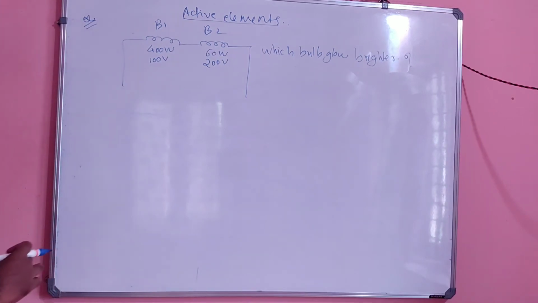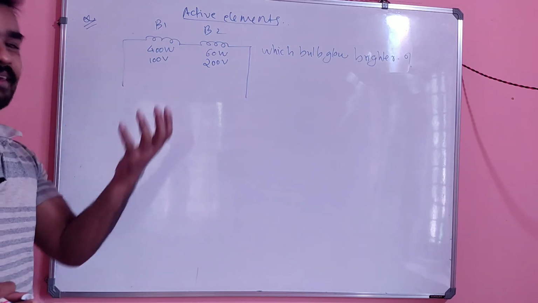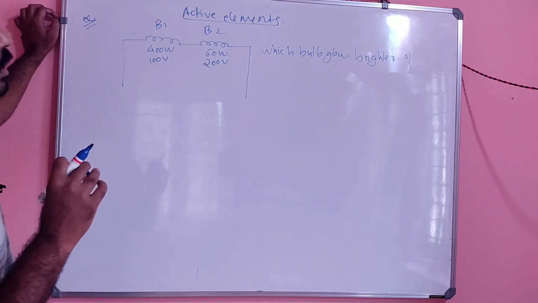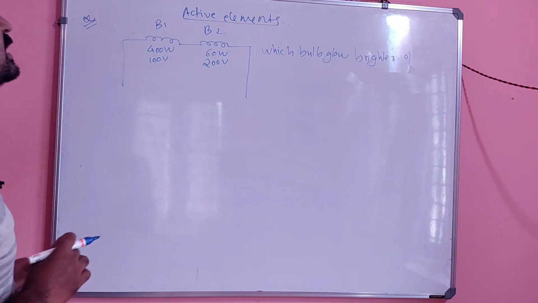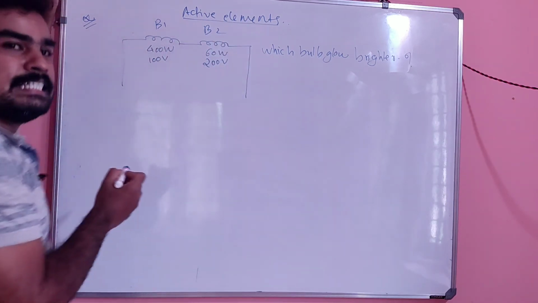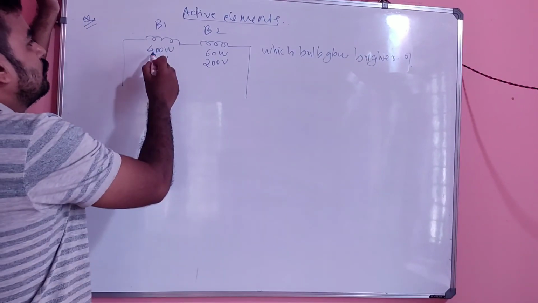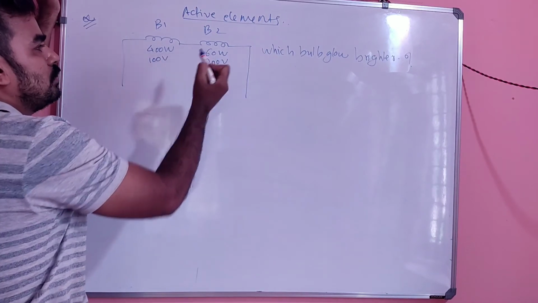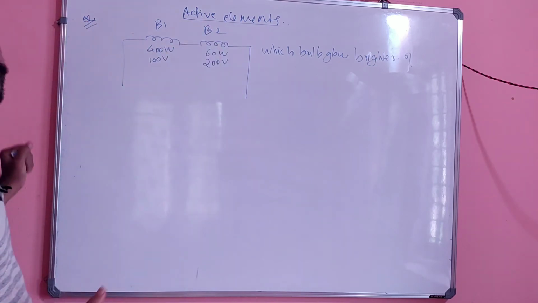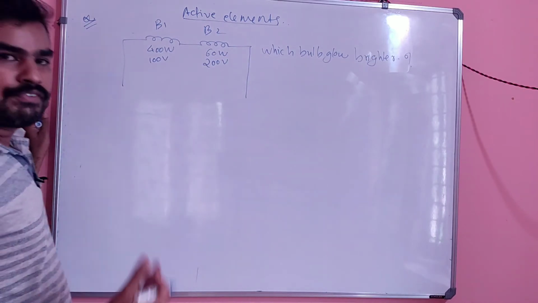I think you may also be familiar with this type of question in previous examinations, and definitely some people will make it wrong. Okay, let's see how it can be solved. Here two bulbs are connected in series, and the rating of each bulb is given: 400 volt, 100 volt, 60 volt, 200 volt. We have to find which bulb glows brighter when connected in series. Let's check.